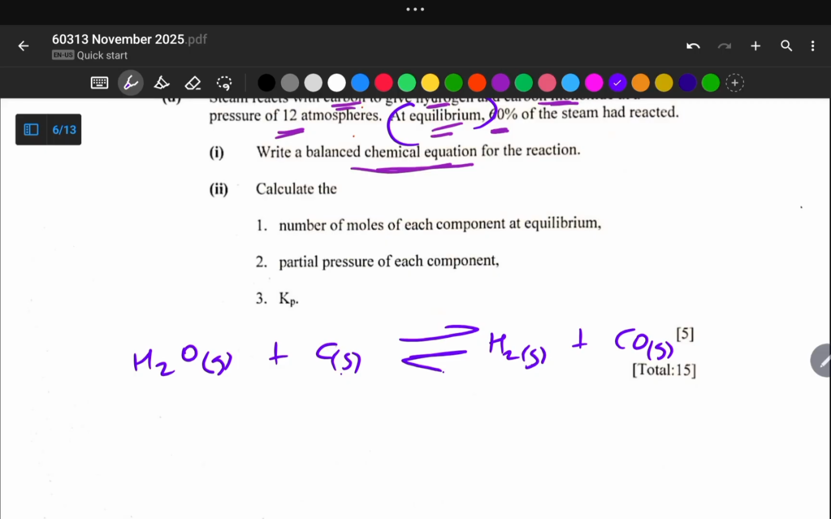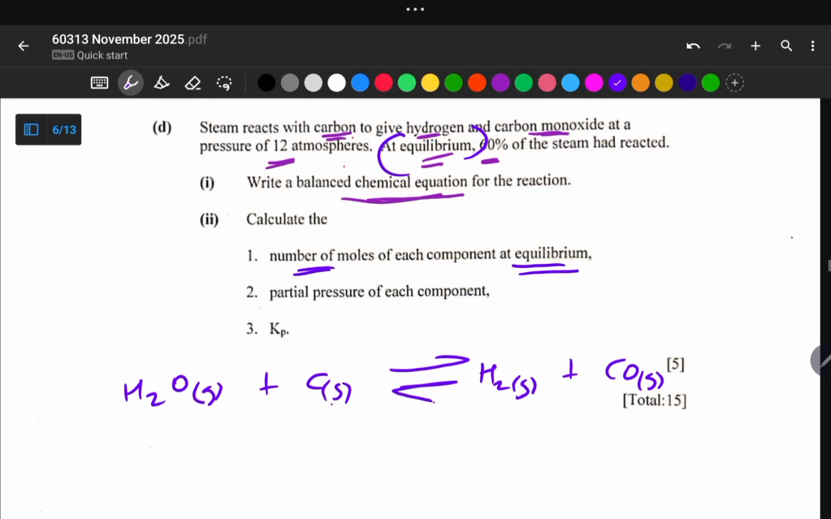So the next part says calculate the number of moles of each component at equilibrium, right? So here, this one is not included in equilibrium because it is a solid. And then here we're having 1 minus x, and then here is x, and then here is x. This one is the initial. So here we are told that 60% of steam had reacted, so we are going to be left with 40%, right? So here let us assume that we're having one mole of each of the reactant components in the product, right? So we are saying that we are going to have 1 minus 60%, which is equal to 0.6, to give us 0.4 moles. So here we're having 0.4.